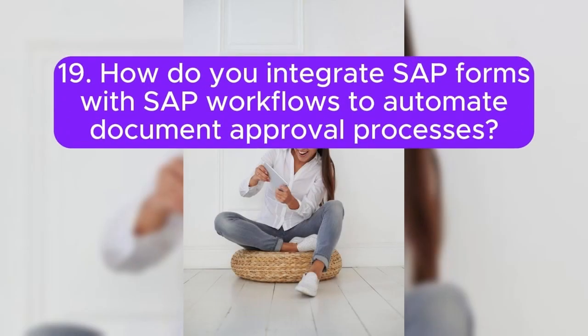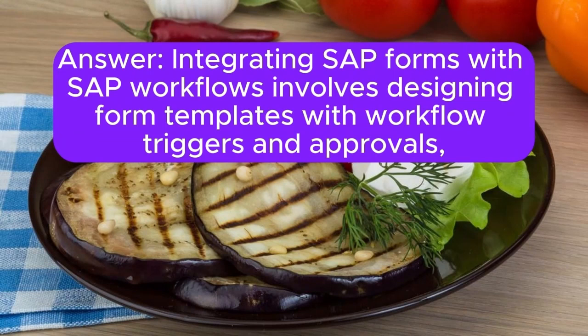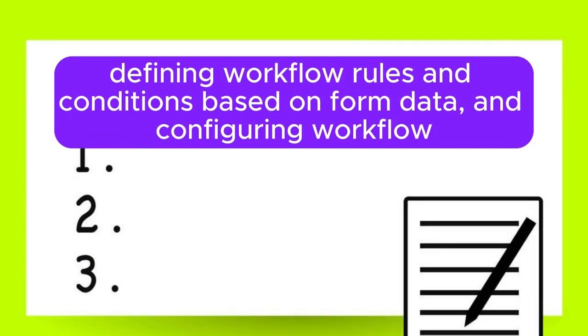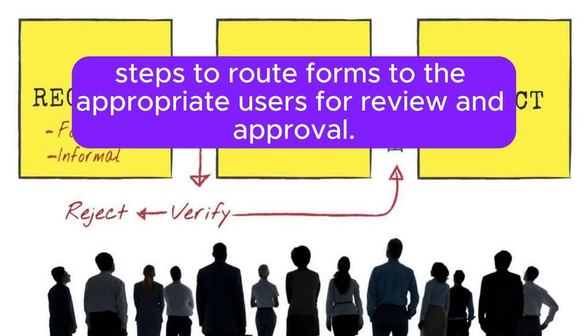functionality. 19. How do you integrate SAP forms with SAP workflows to automate document approval processes? Answer. Integrating SAP forms with SAP workflows involves designing form templates with workflow triggers and approvals, defining workflow rules and conditions based on form data, and configuring workflow steps to route forms to the appropriate users for review and approval.